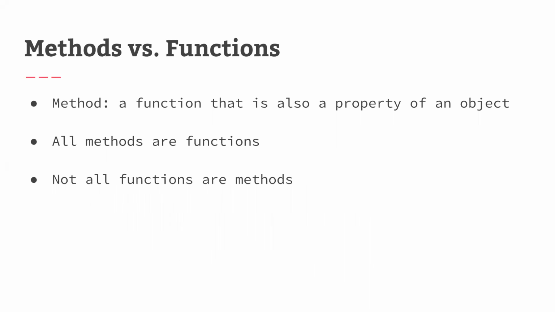Methods. A method is a function that is also a property of an object. This is more vocabulary, a method versus a function. So a method is a function that is also a property of an object. All methods are functions, not all functions are methods. Yeah, Aisha.